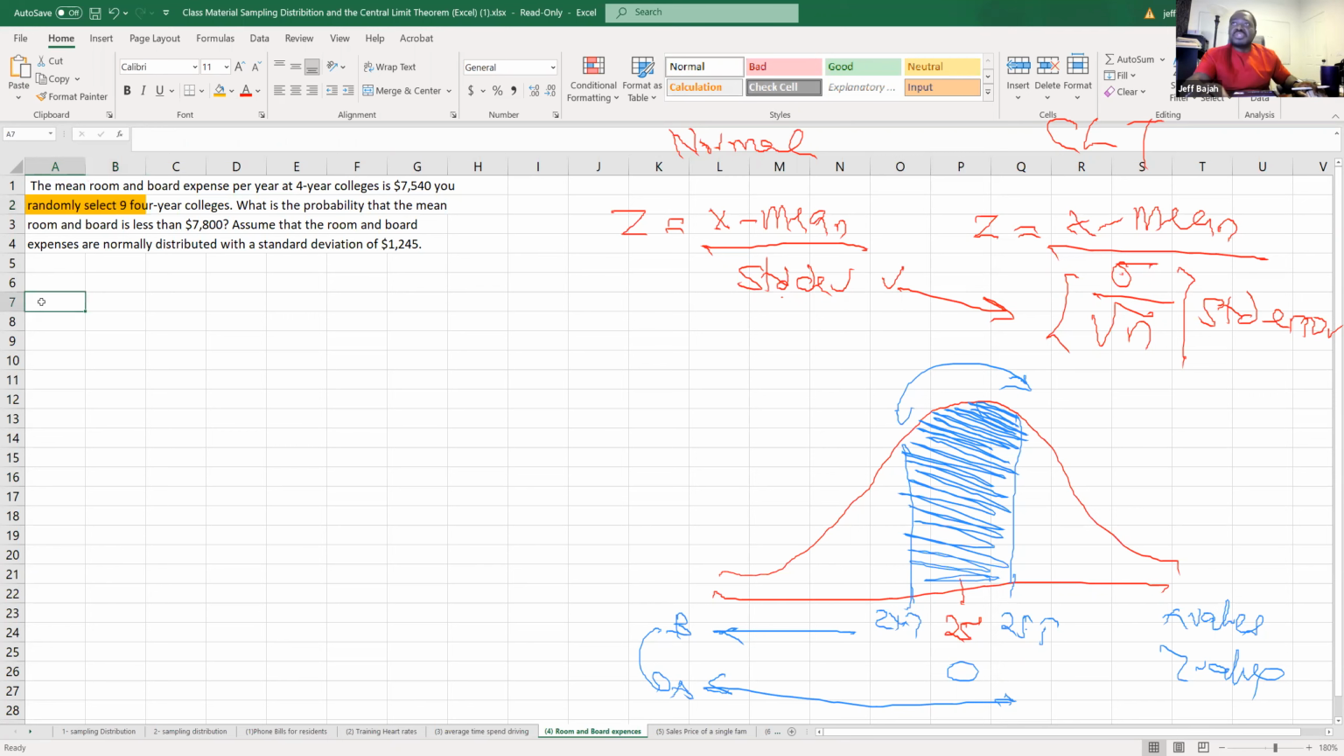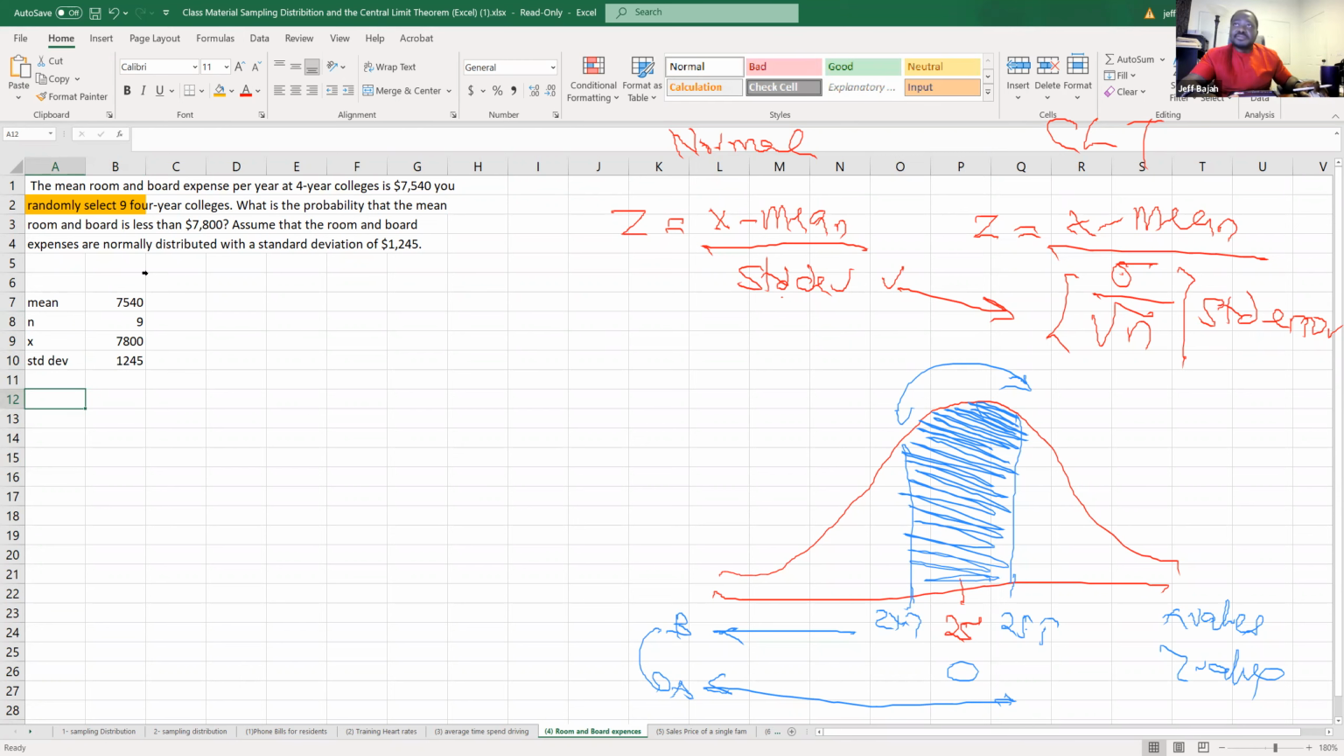All right, so for this one, the population mean we're given here is 7,540. We know that our n is 9. We also know that our x is less than 7,800. And our standard deviation is 1,245.